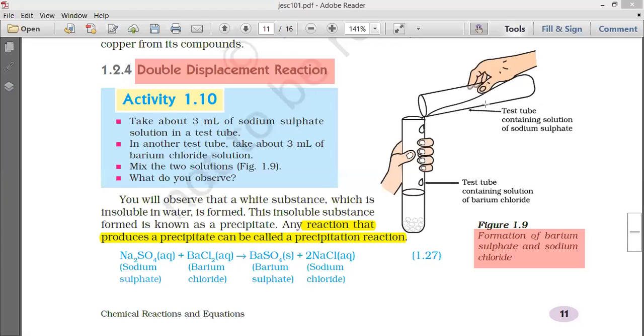Here in this test tube we have solution of sodium sulfate. This is first reactant, and in this test tube we have solution of barium chloride. This is our second reactant. Now combination of sodium sulfate and barium chloride gives us barium sulfate and sodium chloride. So we will see how it works.